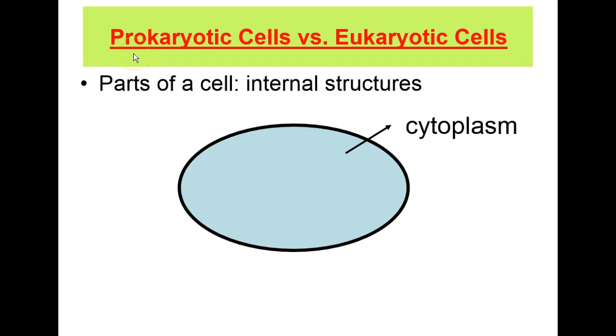As we continue to look at the prokaryotic and eukaryotic cell structures, we're now going to focus on the internal features of cells. All cells contain a watery fluid, protein, macromolecule-filled environment called cytoplasm.